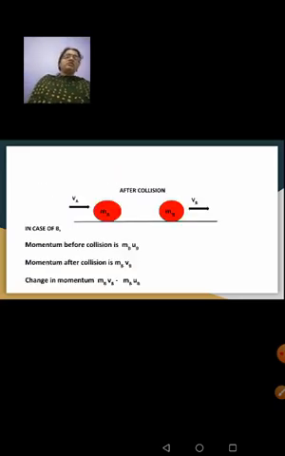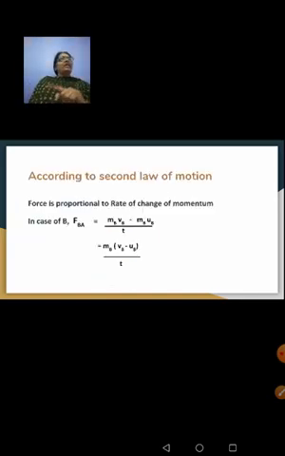Now let's do the same thing for ball B. The momentum of object B before collision will be MBUB, and after collision MBVB. The change in momentum will be MBVB minus MBUB. The rate of change of momentum will be (MBVB minus MBUB) upon T. For this object B also we apply the second law of motion. When A is exerting a force on B, B will also exert a force on A. So FBA will be (MBVB minus MBUB) upon T. Taking MB as common, we get MB into (VB minus UB) upon T.